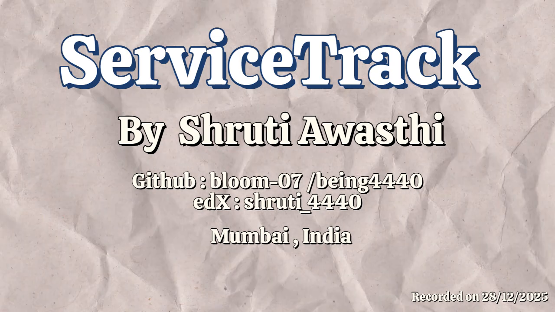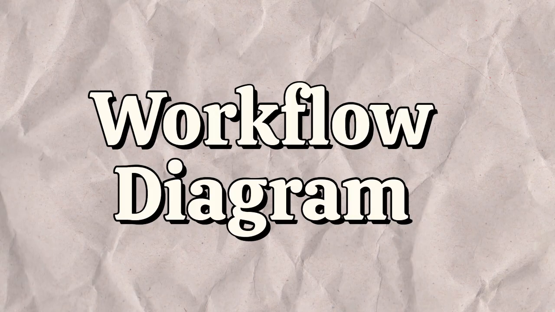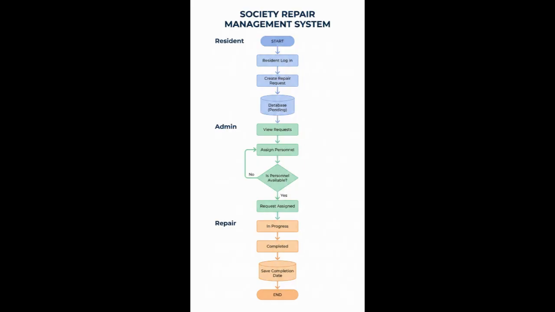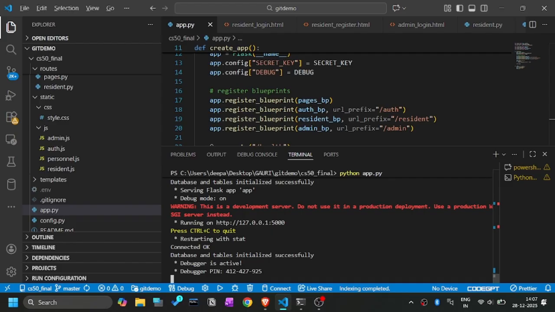So here is the workflow diagram of my ServiceTrack. It is a society repair management system. The resident will start, log in, and create a repair request. Then it goes to the database, and the admin will view the request, then assign personnel. Both admin and resident can see what is in progress and completed. Currently this works on localhost.